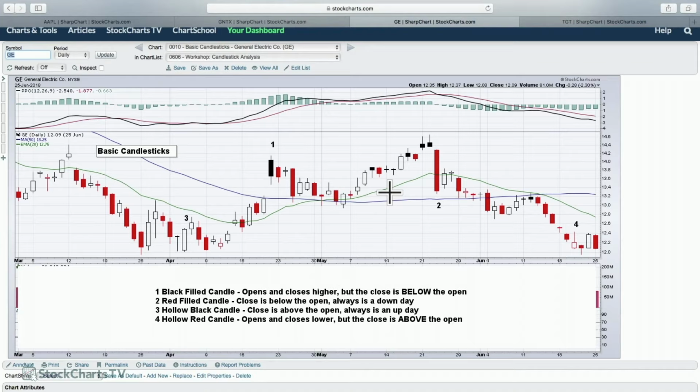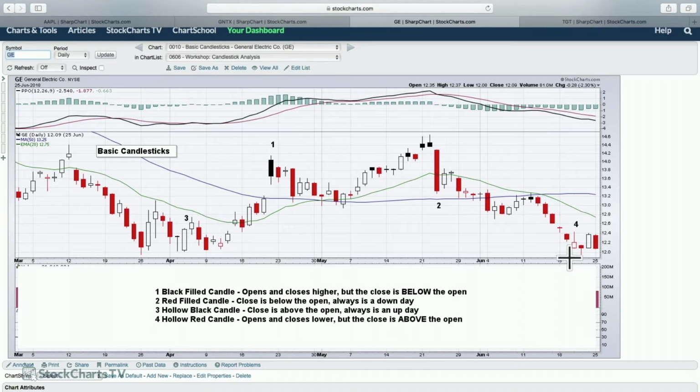So it's very quick for me just to spot things based on looking at candlesticks that I just can't see quickly when I'm looking at a bar chart or a line chart. Line chart shows me nothing really. But looking at the basic candlesticks, these are the concepts that you really need to know. The black filled candle right here, the red filled candle right here, the hollow black candle over here, and then the red hollow candle right here.